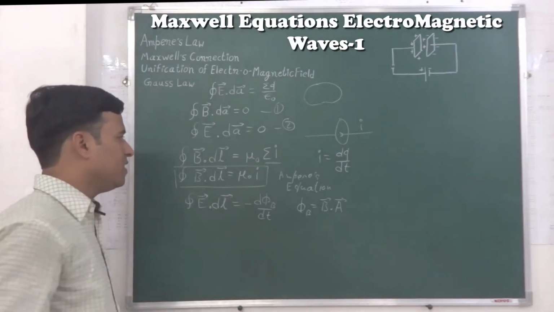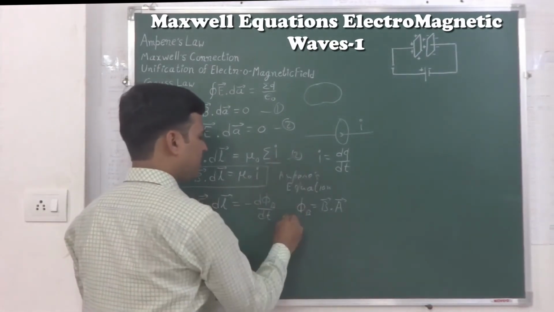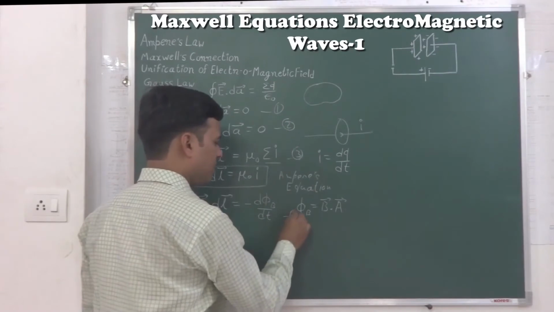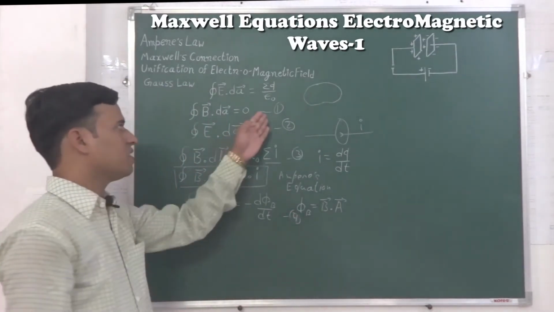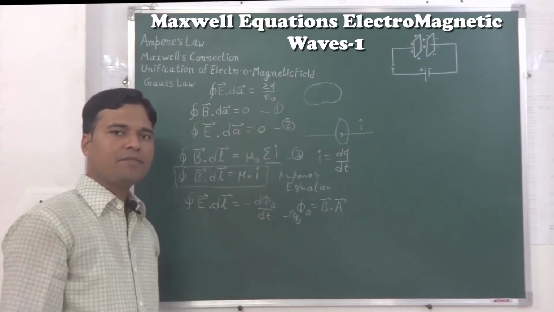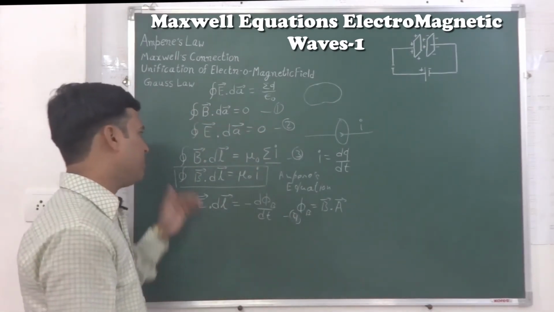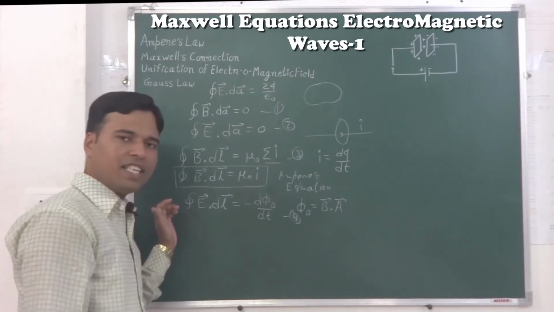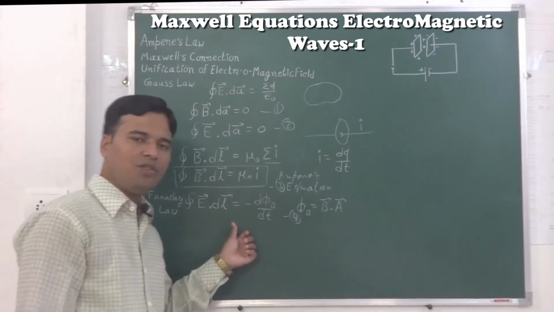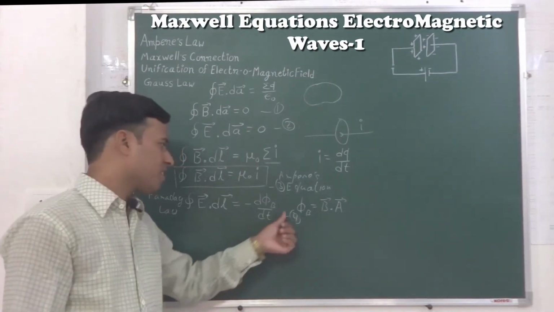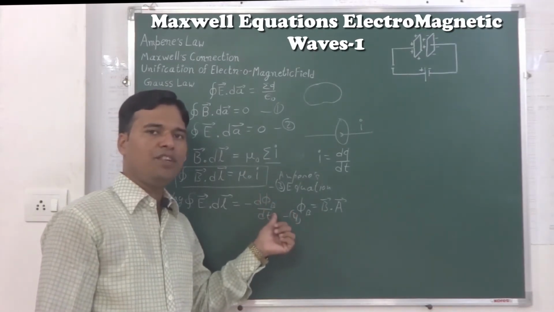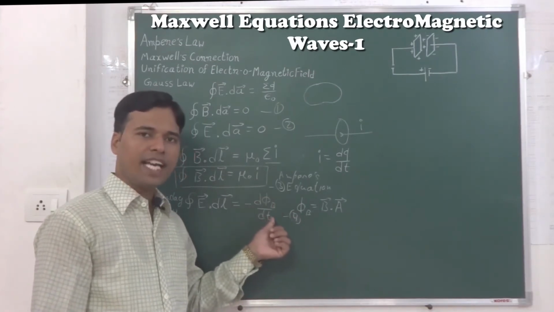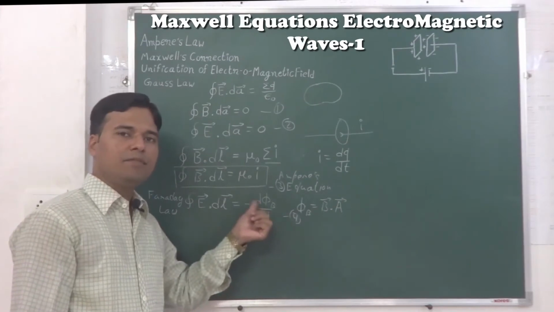Now dear students, this is the third equation, and this is the fourth equation. The first and second equations are very similar to each other, but there is something missing in the similarity between equations 3 and 4. This Faraday's law is showing that due to change in magnetic field flux or change in magnetic field over some volume or area, there will be some electric field produced.